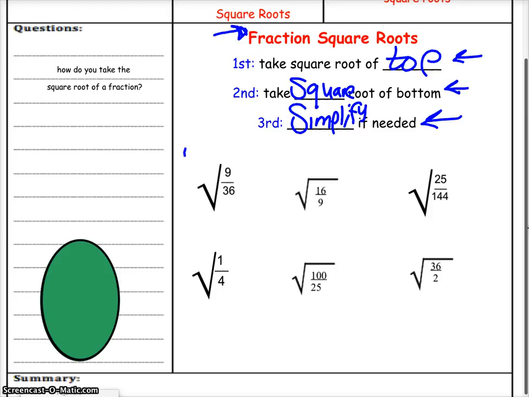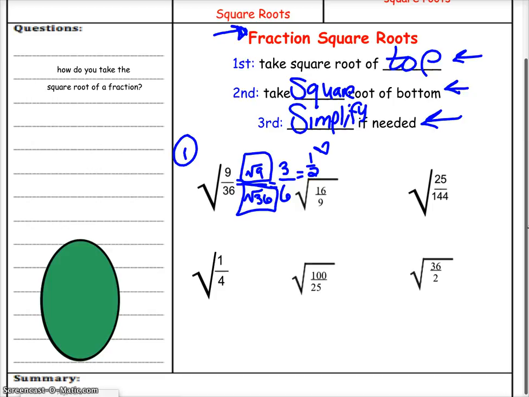The square root of 9 over 36. This is equal to the square root of the top over the square root of the bottom. Well, the square root of 9 is 3. The square root of 36 is 6. And then you simplify. And I don't have much room, but that simplifies into 1/2. So I took the square root of the top, I took the square root of the bottom, and then I simplified.